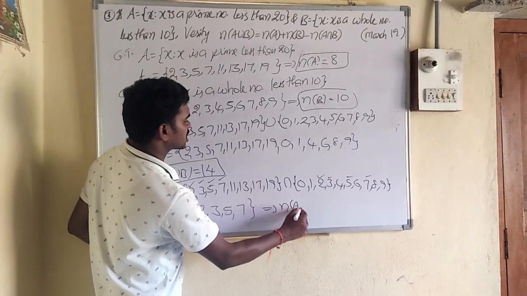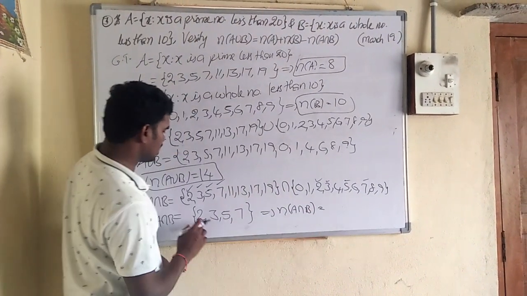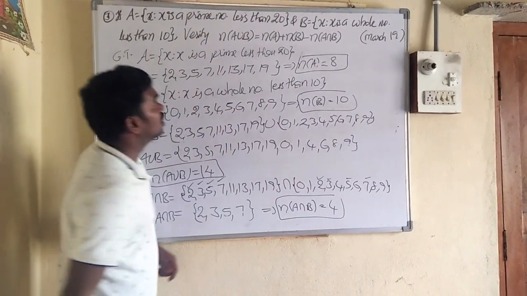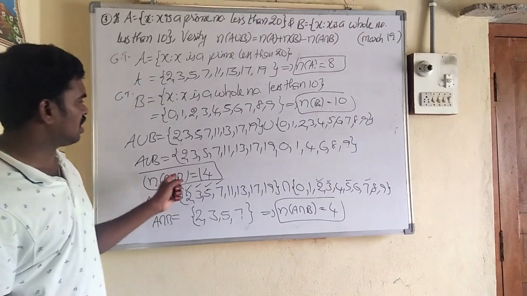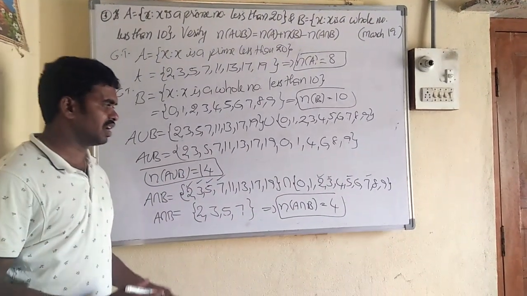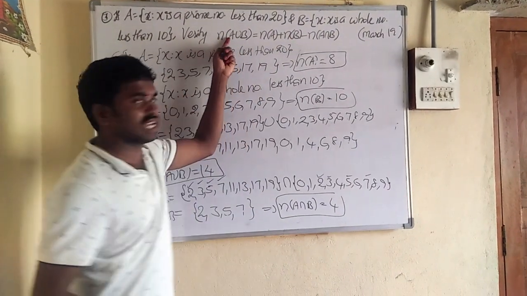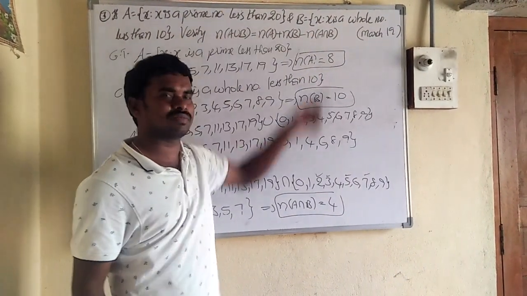Now n of A intersection B is how much? How many are there? 1, 2, 3, 4 are there. So we got n of A, n of B, n of A union B, and n of A intersection B also we got. So after getting all elements, take LHS and substitute. Take RHS and substitute.